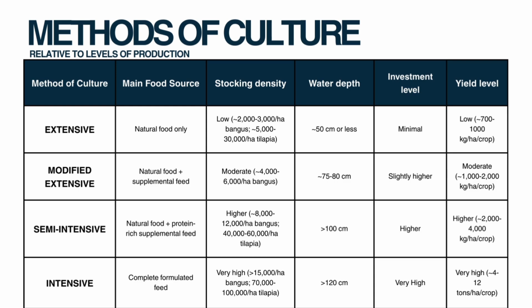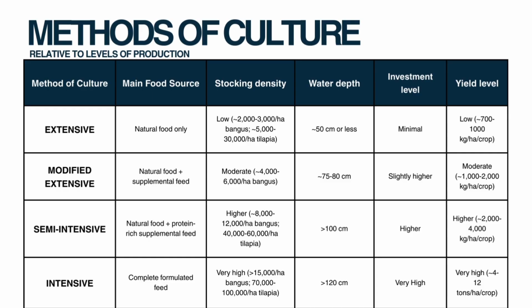So ang extensive, its main food source is only natural food. So walang any additional supplemental feed or formulated feed. Then its stocking density is low, which is usually approximately 2,000 to 3,000 per hectare allocated for bangus, or 5,000 to 30,000 per hectare allocated for tilapia. Then the water depth is usually 50 centimeters or less. Then the investment level, since maliit lang naman yung stocking density mo, so talagang minimal lang siya. Then the yield level is also low. Usually is 700 to 1,000 kilograms per hectare per crop.